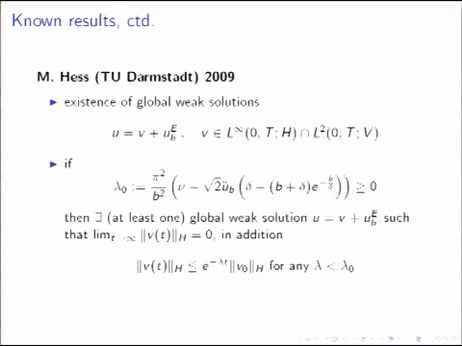This is concerning the existence of a global weak solution of this fluid U, of this equation. First of all, of course, as in the three-dimensional Navier-Stokes case, there is no uniqueness here in general. Well, there is no uniqueness known in general.